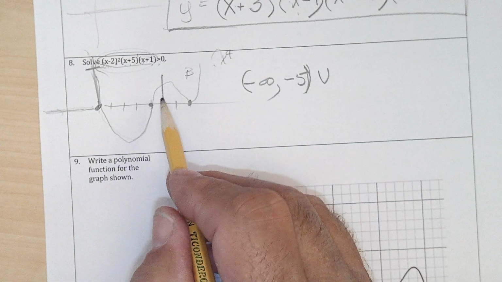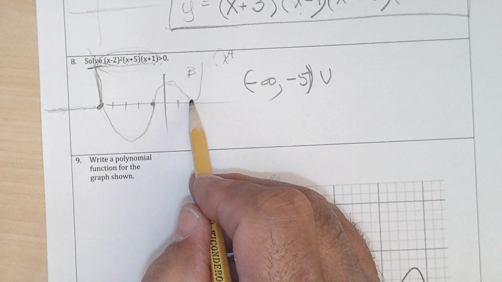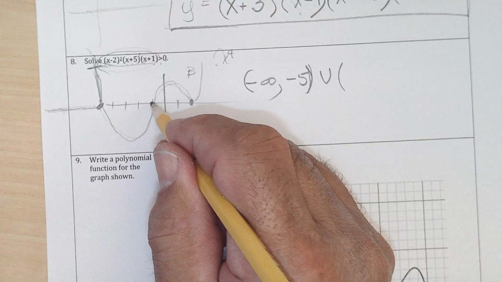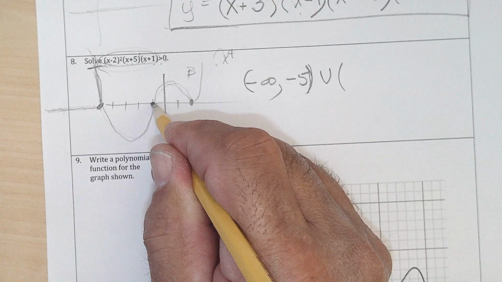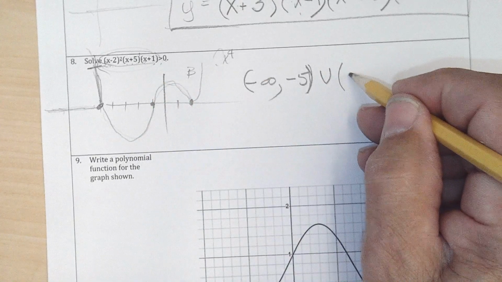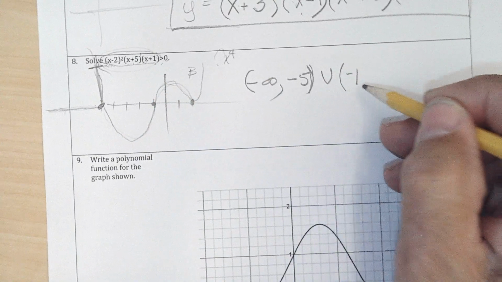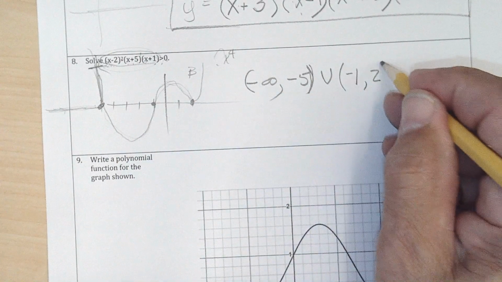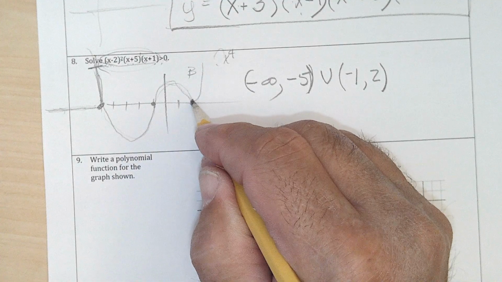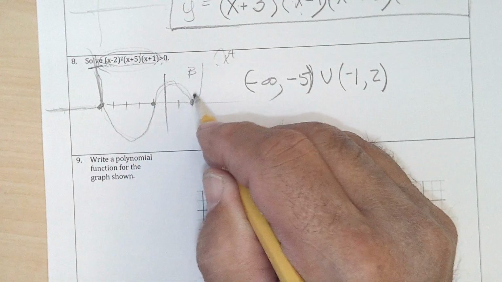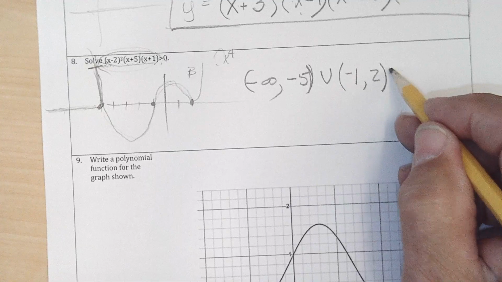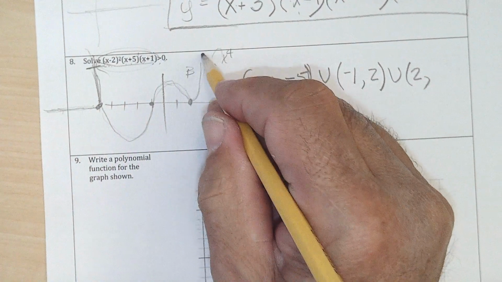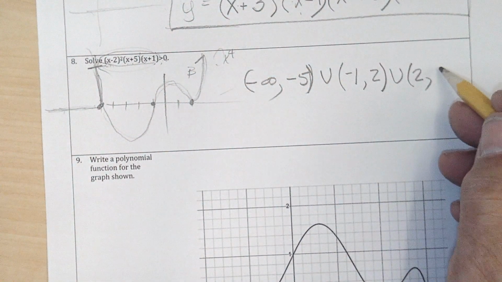Union. And it's above 0 for this piece. So that's from, it's equal to 0 at -1. We don't want equal. So we go from -1, not including, up to 2. And at 2, it's equal to 0. We don't want to have it equal to 0, so we have to skip over the 2. And then from 2 on, the y values are greater than 0.